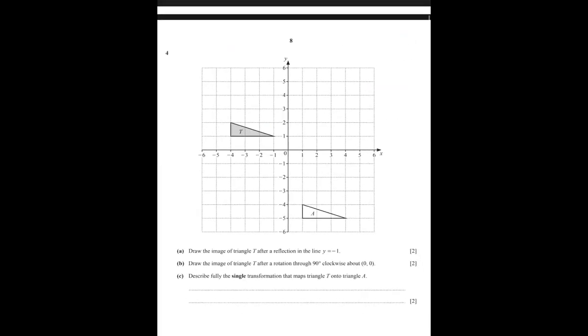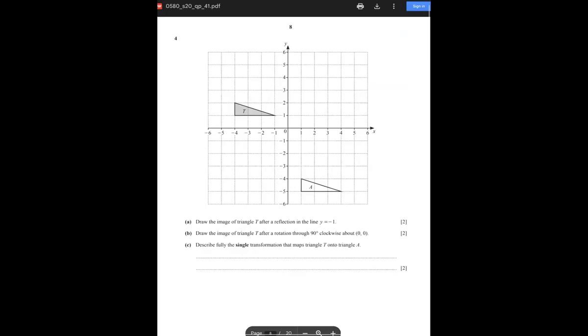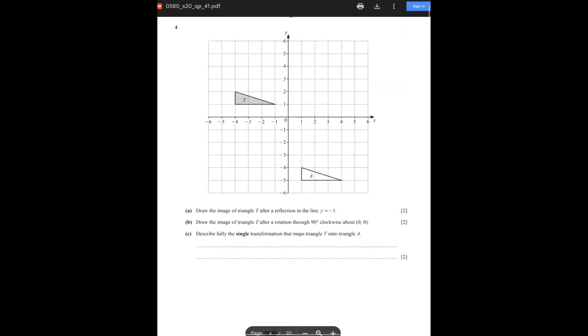This question 4, transformation. Okay, draw the image of triangle T after reflecting in the line y equals -1. First we need to identify the line of reflection. Use a ruler, y equals -1 is here. It's a horizontal line. And then I want to reflect T along this line.